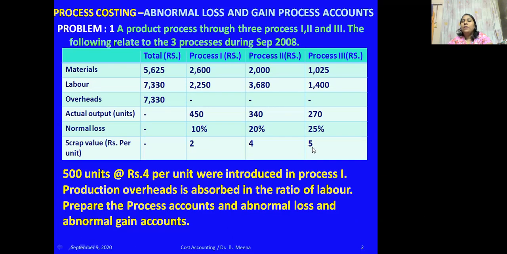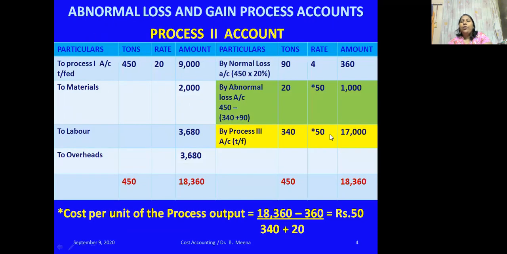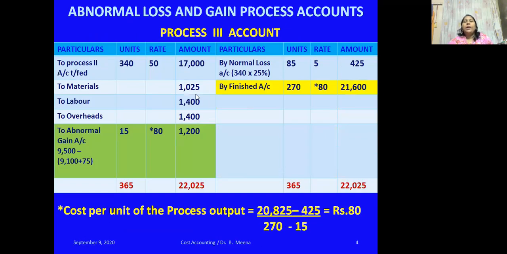The scrap value is given as 5 rupees. And all other expenses I debited: 1,000, 25,400. Again, overheads I will show 1,400. So percentage loss is 25%. Scrap value is 5 rupees. Okay. So that's what I did here. And 85 into 5, 425 is the scrap value.